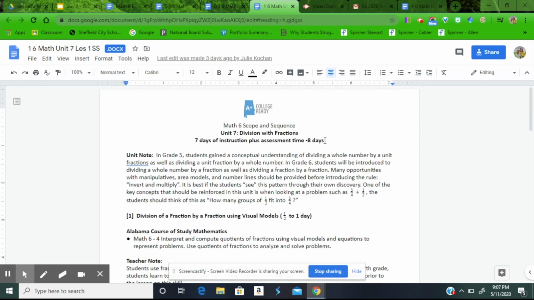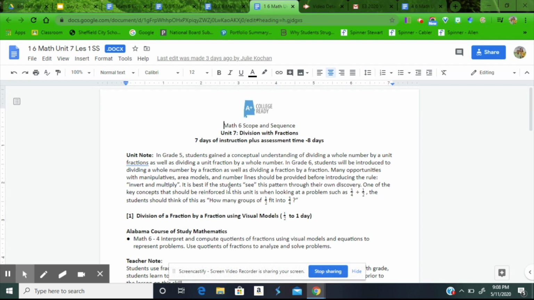Here is the first page, the first scope and sequence of the unit. Also having 7 days of instruction plus assessment time, 8 days on this document as well. And then you have your unit note. It says, in grade 5, students gained a conceptual understanding of dividing a whole number by a unit fraction, as well as dividing a unit fraction by a whole number. In grade 6, students will be introduced to dividing a whole number by a fraction, as well as dividing a fraction by a fraction. Many opportunities with manipulatives, area models, and number lines should be provided before introducing the rule invert and multiply, or as we like to call it, keep, change, flip.